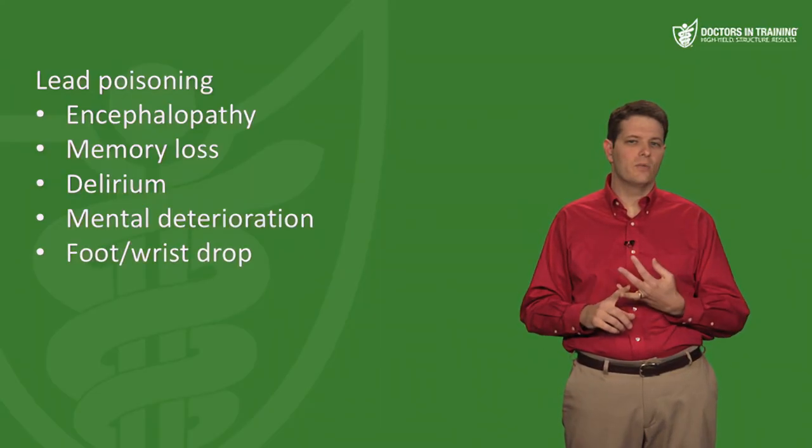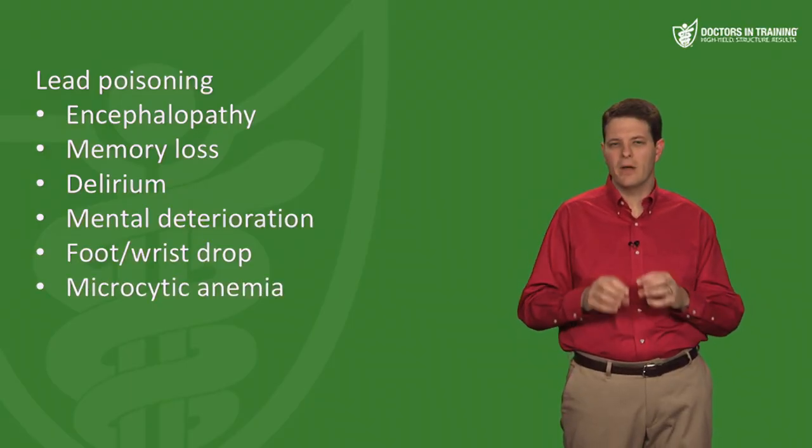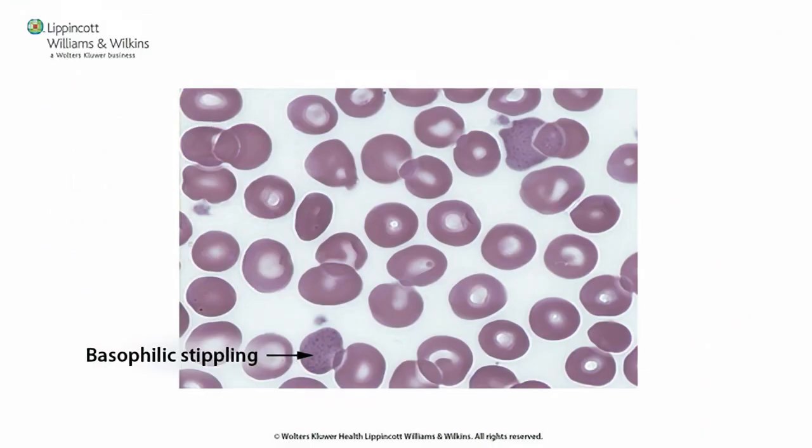I mentioned that lead poisoning will cause microcytic anemia. We're going to talk about anemia in the next couple of videos, but microcytic anemia means that the red cells are smaller than normal. And the red cells have that basophilic stippling, which are little basophilic clumps of denatured RNA within the red cell, or possibly ribosomes that clump together.